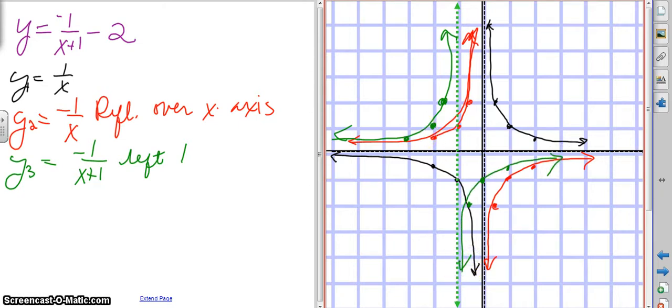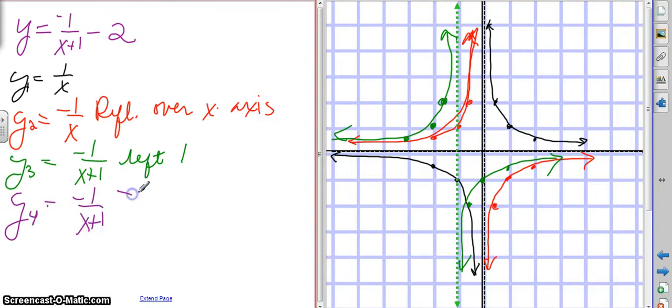And then finally, the only thing I have left to do is to subtract that 2 from both sides. And that moves my graph down 2 units. So my green graph will be moved down 2 units. All the points on the green graph are moved down 2. But also it's important to notice that the asymptote is also being moved down 2.